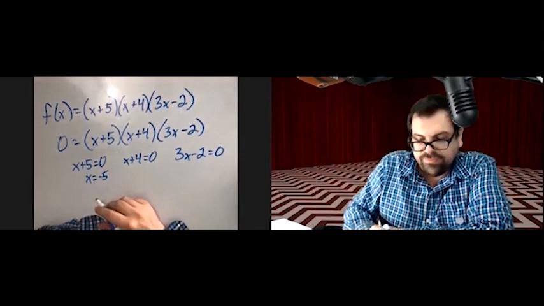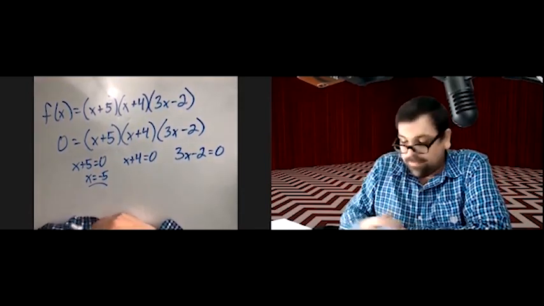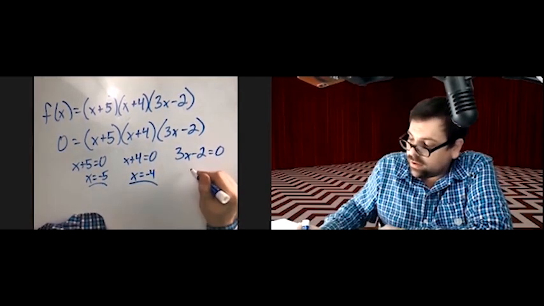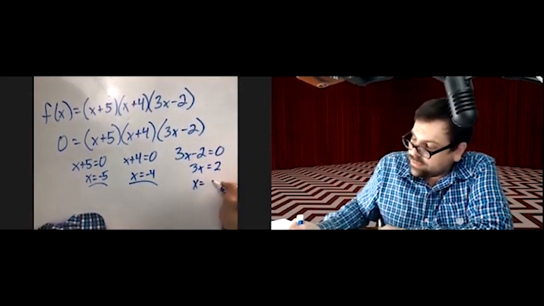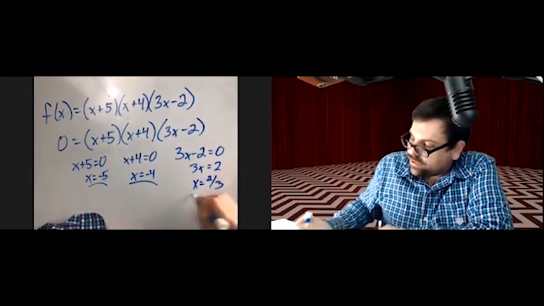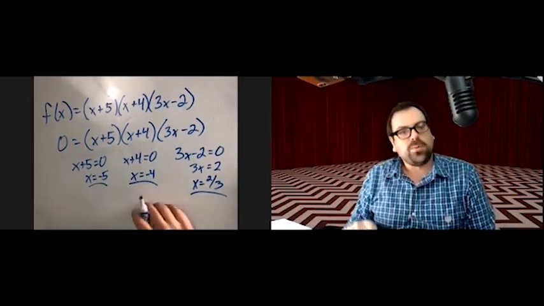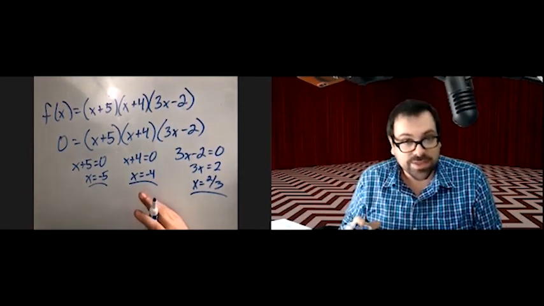X equals -5. We knew that was a 0. We were told that. But x equals -4. 3x equals 2, so x equals +2/3. We can find the zeros. What are zeros when we're graphing? X-intercepts.